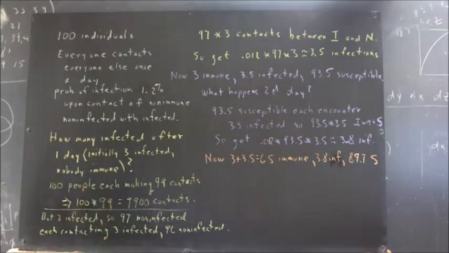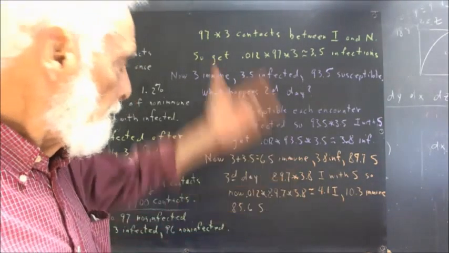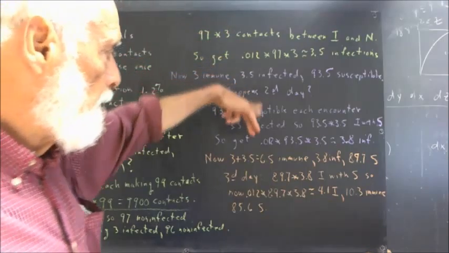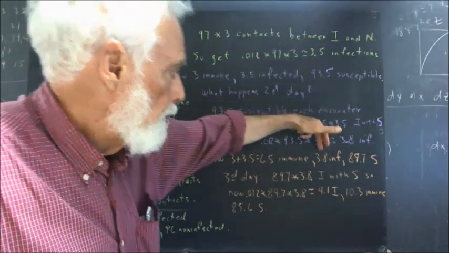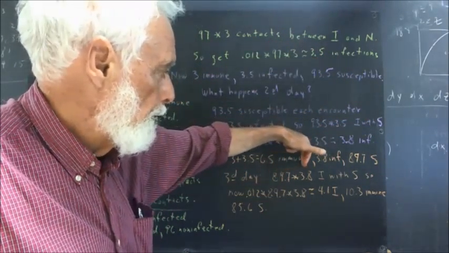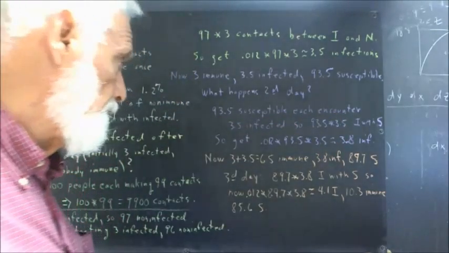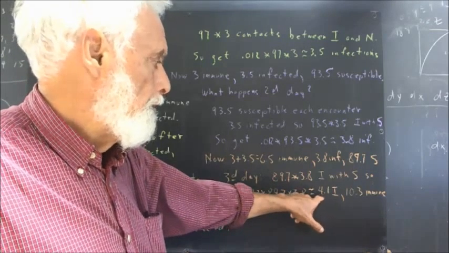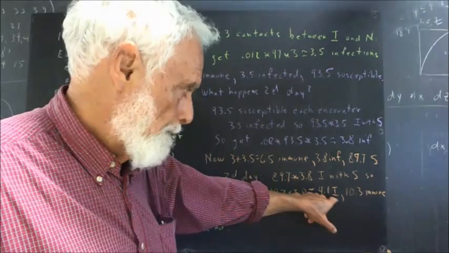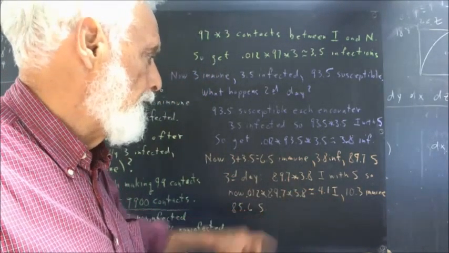Okay, well, what happens on the next day? Be sure to think it through for another day. And if my numbers are right, and you want to check my arithmetic, we have 89.5 susceptible, 3.8 infected. We multiply those numbers to get the number of contacts between susceptible and infected, and then we multiply that by the 1.2%, and I believe we get 4.1 infected. Now we have 10.3 immune, 85.6 susceptible.